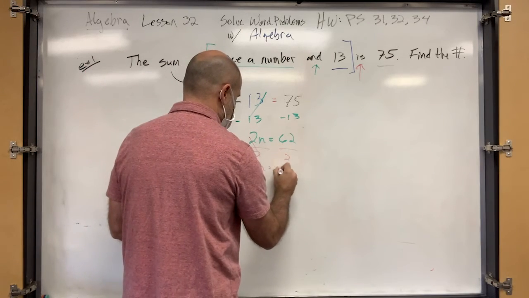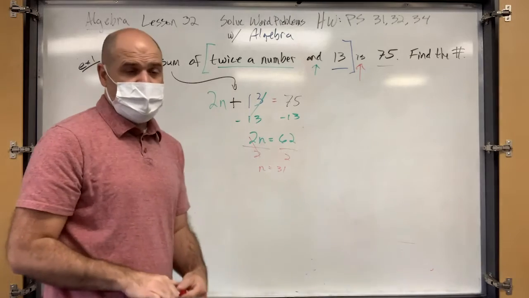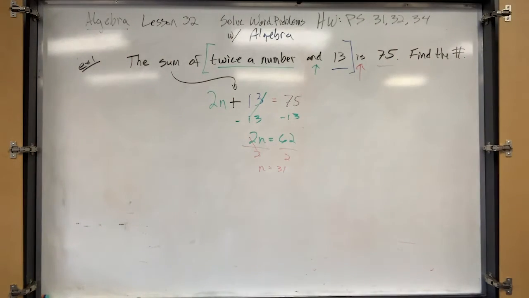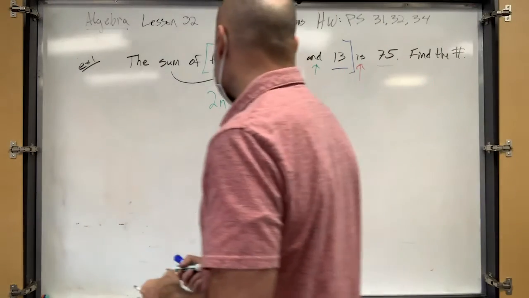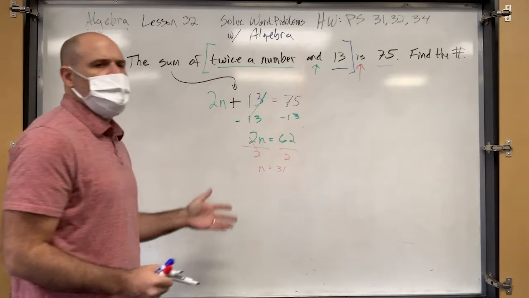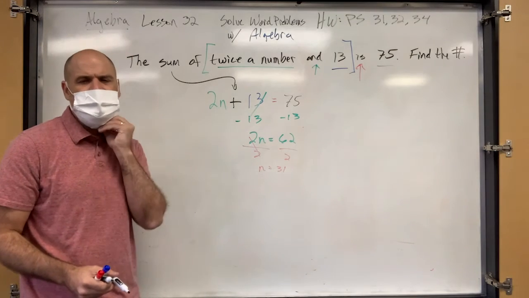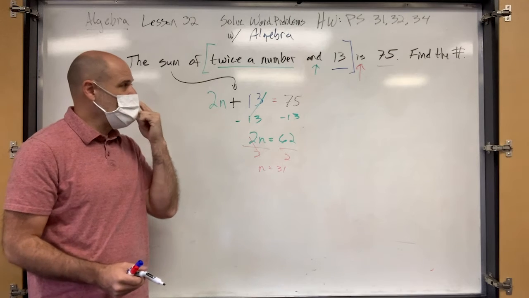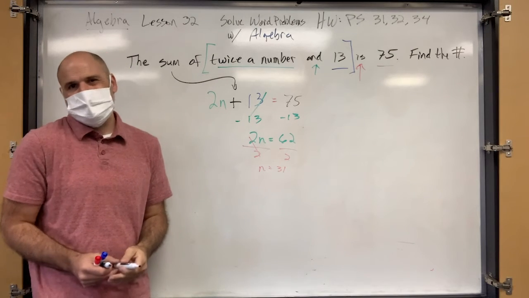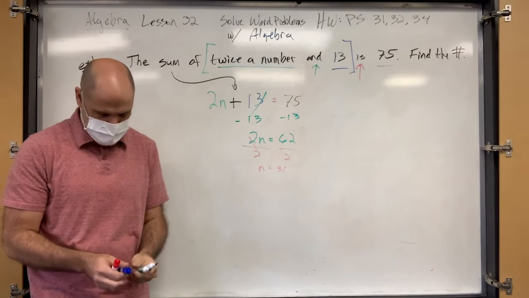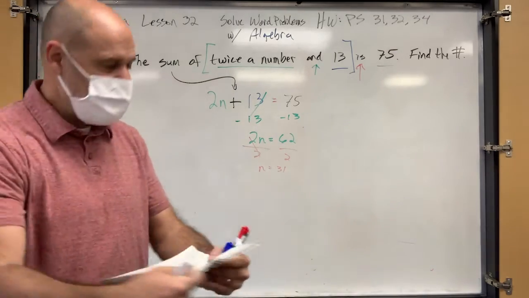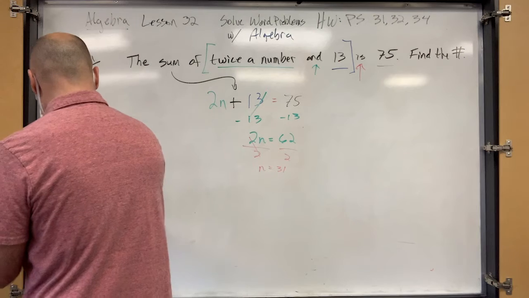n equals 31. Now, the best thing to do at this point is to see if it makes sense in the English statement. So the sum of twice a number. What's twice 31? 62, and 13 is 75. Well, yeah, that works. All right, let's Saxonate it a little bit.